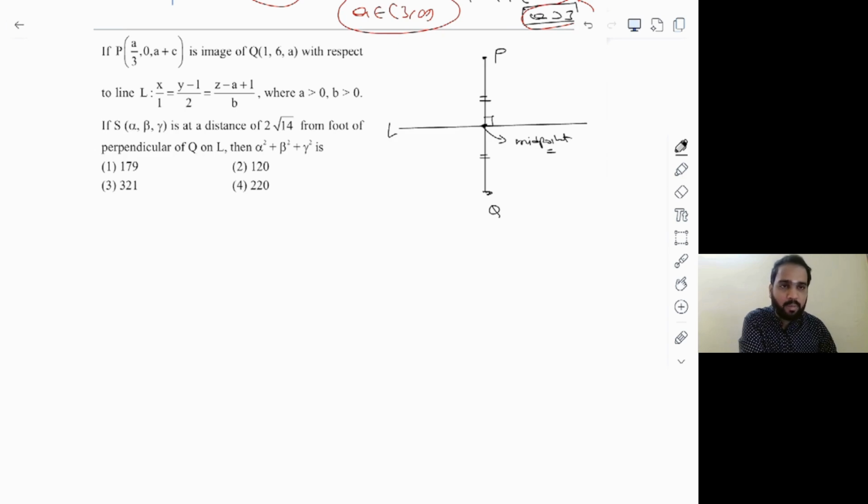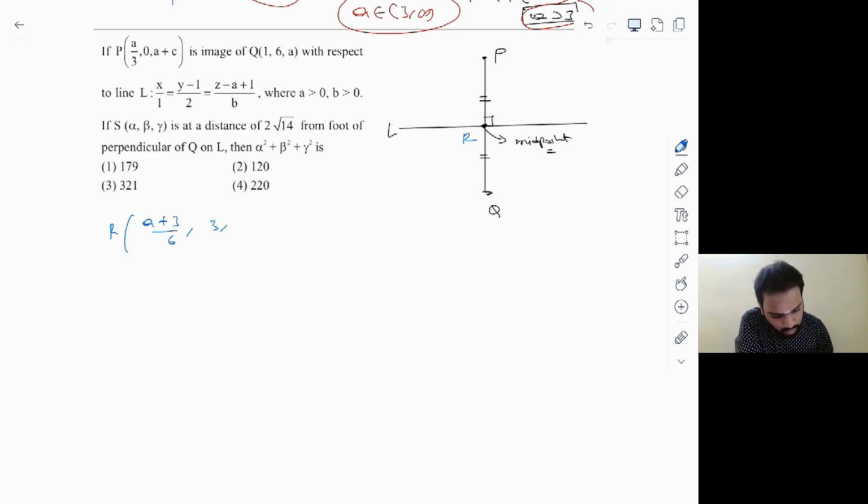Moreover, I have to find the midpoint of PQ also, because this foot is the midpoint in this case. So let me take the midpoint directly, and let's call it point R. Point R is nothing but the midpoint, that is, a by 3 plus 1 by 2, which will give you a plus 1, divided by a plus 3 divided by 6 comma 0 plus 6 divided by 2, which will be 3.